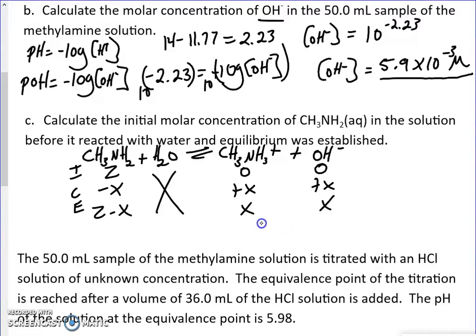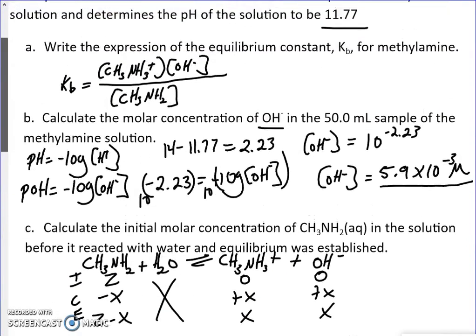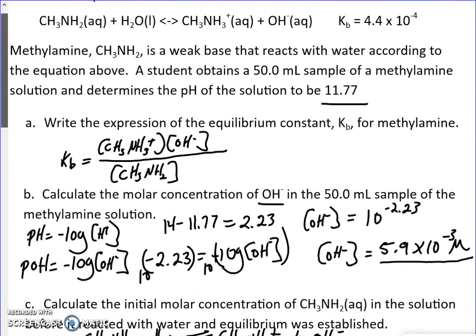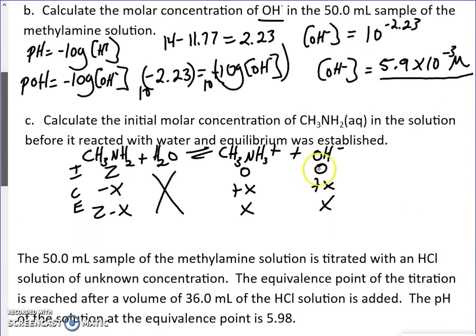So what we can do is we can now plug that into our equilibrium expression and actually solve for Z. It's kind of, like I said, a backwards design problem. It's a little bit different. So let's go back up here and grab our Kb, 4.4 times 10 to the negative fourth.